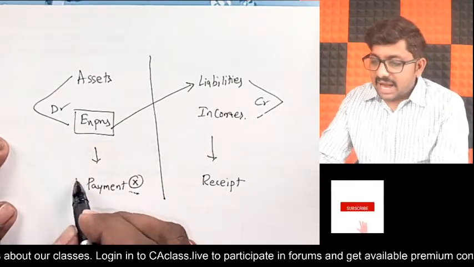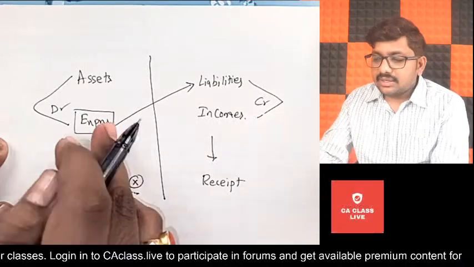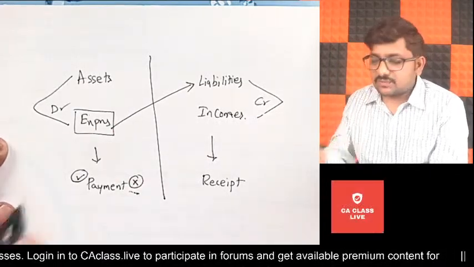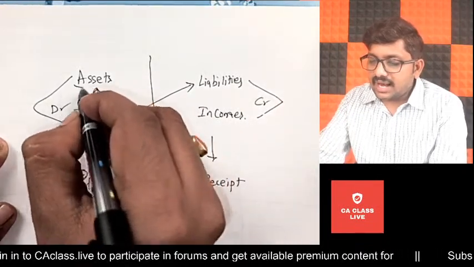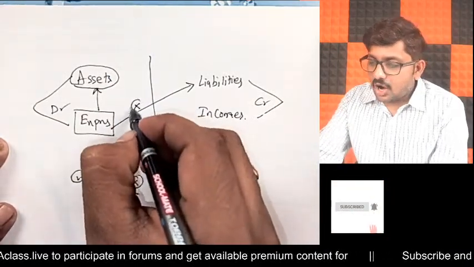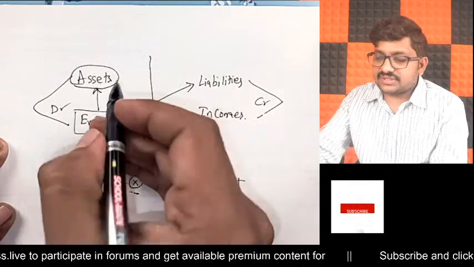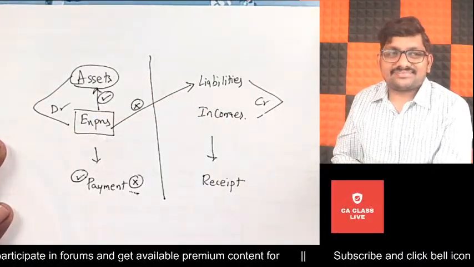Now, imagine payment is done, but it is not an expense. Obviously, when payment is done, it will lead to an asset. It means when payment is not done, it will lead to a liability, the opposite side. When payment is done and the expense is not incurred, it will lead to an asset.